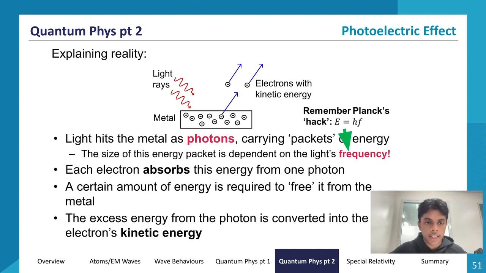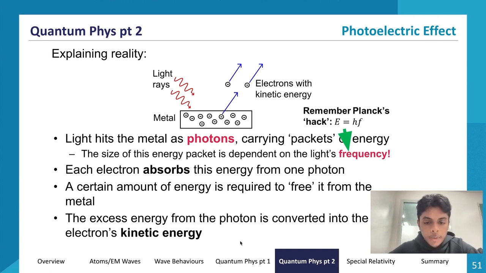So now let's explain the reality. Light hits a metal as photons, so they're carrying packets of energy following E equals hf. The size of this energy packet is dependent on the light's frequency, again following this formula. Each electron absorbs this energy from one photon. If that photon has enough energy, then it will absorb that energy. A certain amount of energy is required to free it from the metal. That's what I was talking about earlier, about 1 and 0.5. And each metal has its own requirement of energy, so it's different for every metal.